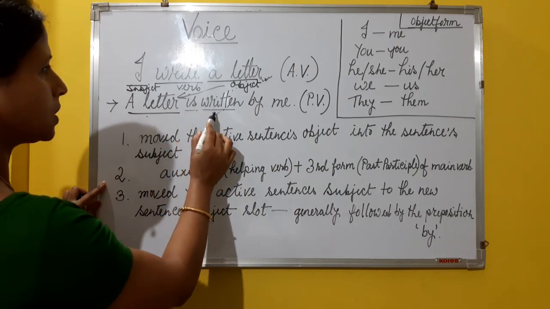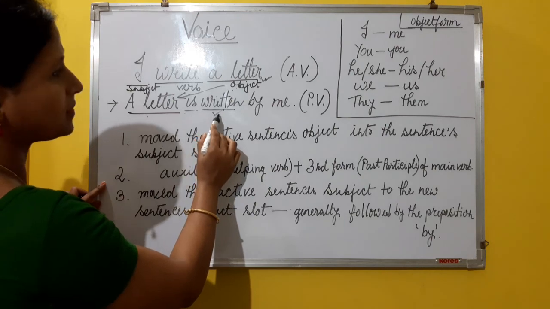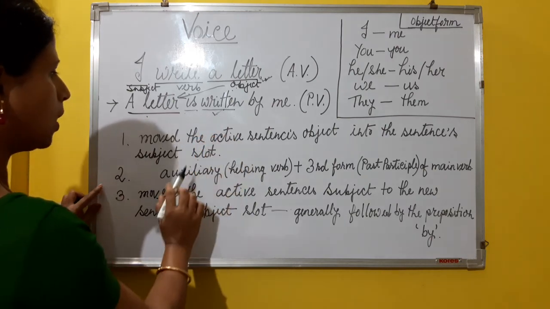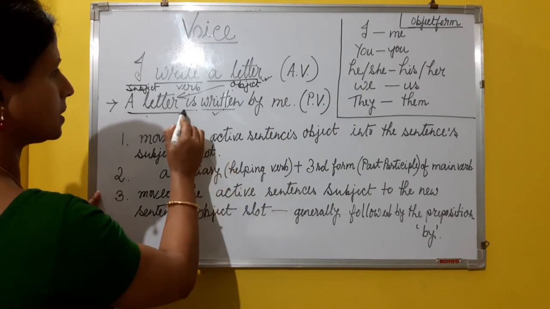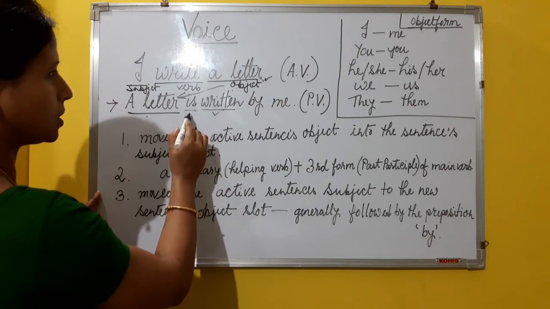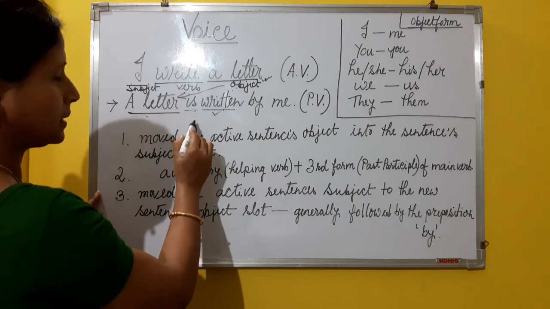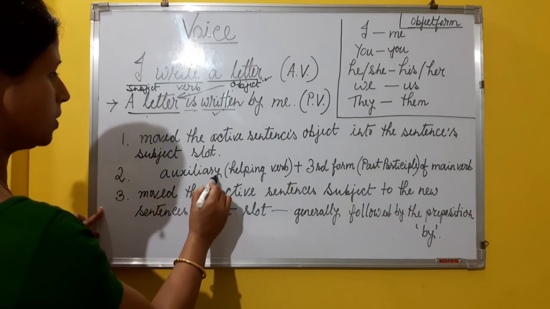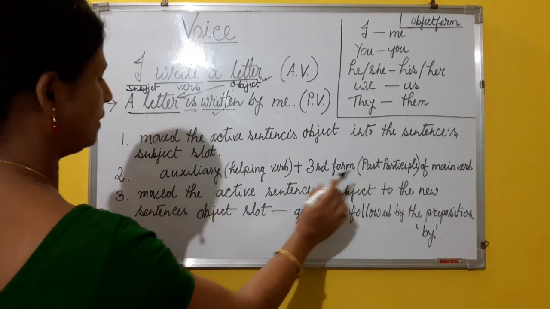So what did we do? We have used the third form of the verb here, and in all passive sentences we'll have to use the third form of the main verb along with one auxiliary or helping verb. This is the auxiliary verb here, but I will show you what auxiliary is used in sentences with different tense forms. So this is about adding one auxiliary and the third form of the main verb.